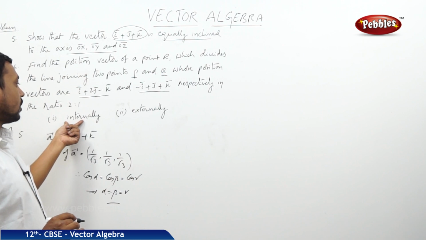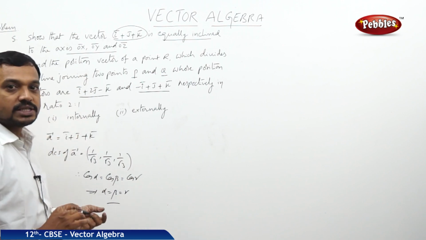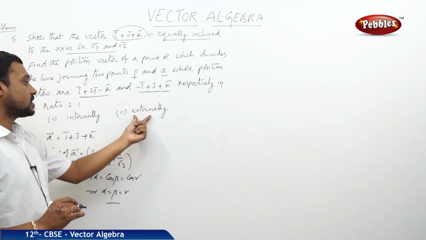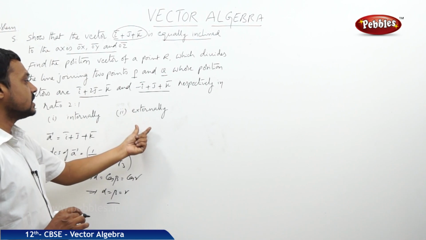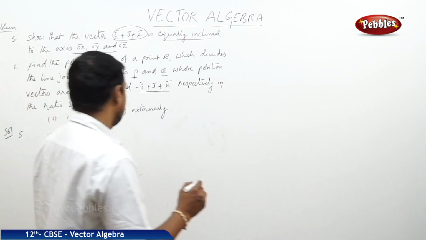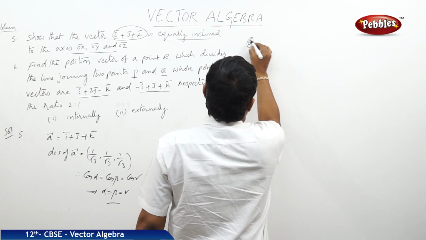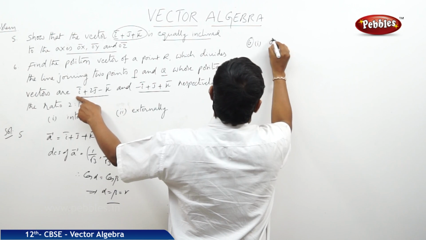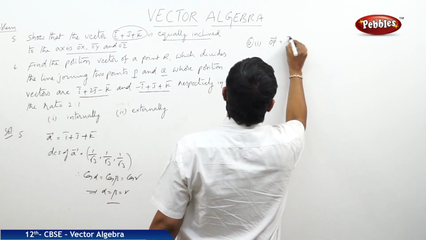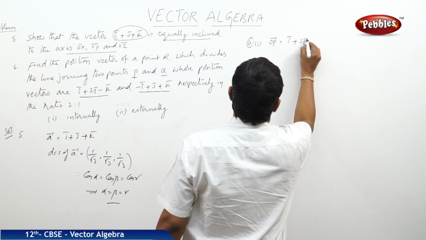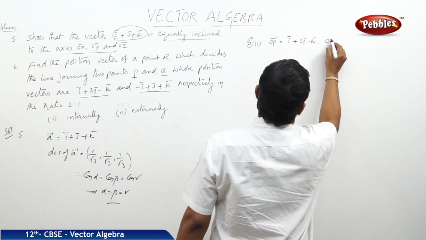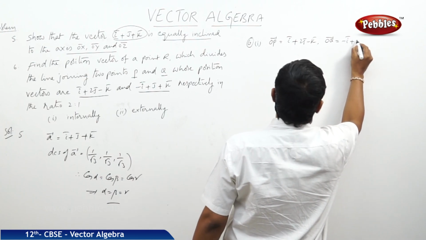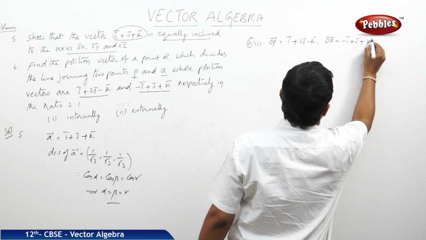The internal section formula is given by (m b bar plus n a bar) by (m plus n). The external formula is (m b bar minus n a bar) by (m minus n). Now, first part. Here the position vector of P, that means OP vector, is equal to i plus 2j minus k, and the position vector of Q, OQ, is equal to minus i plus j plus k.